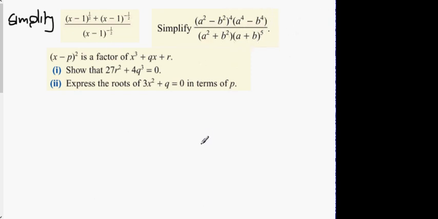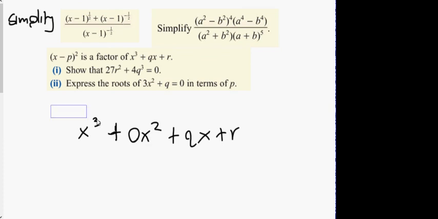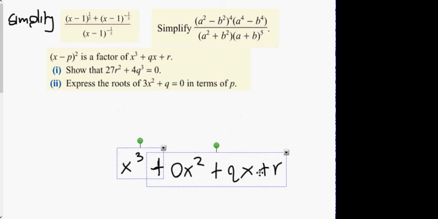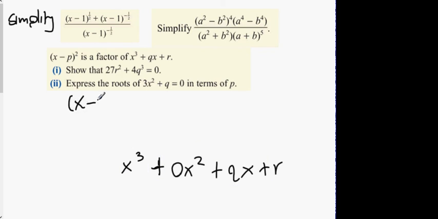Okay lads, x minus p squared is a factor of x cubed plus q. Lads, why did I put in the 0x squared there? It isn't there in the first place, okay? Now, x minus p, lads, x minus p squared is a factor. If it's a factor, what does that mean? It should divide into it.